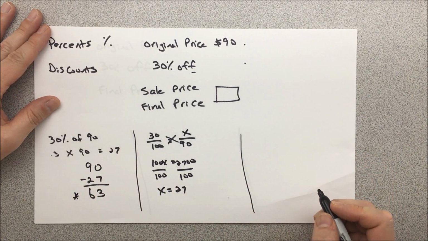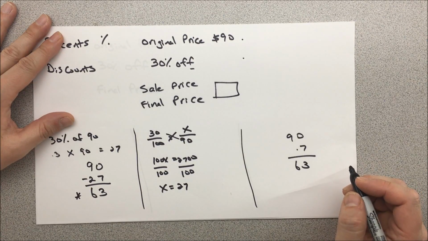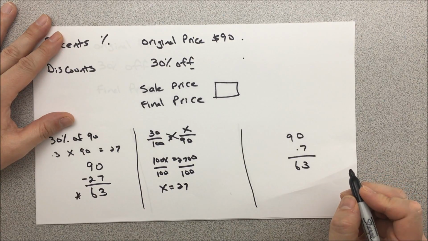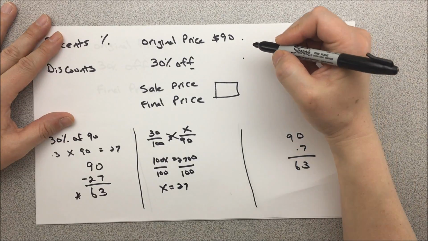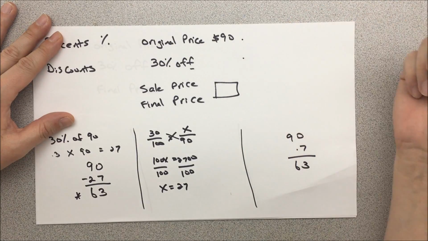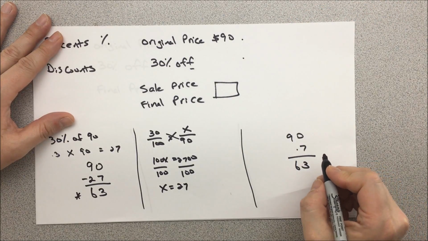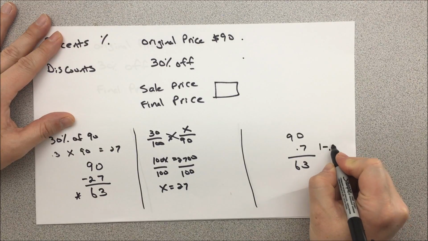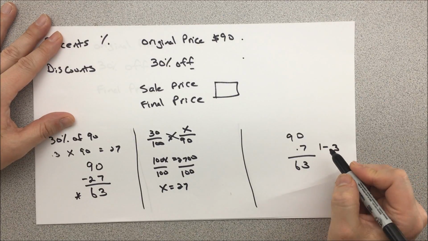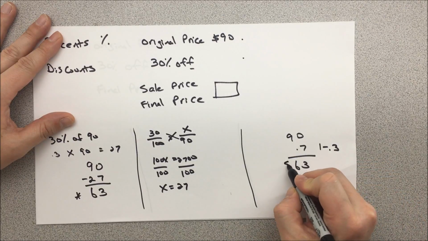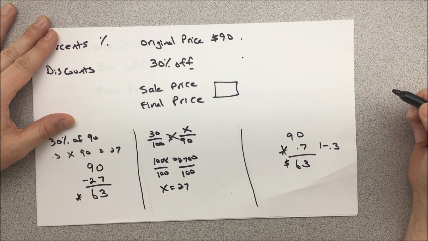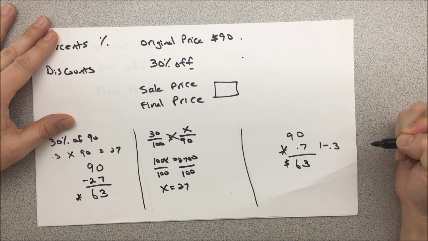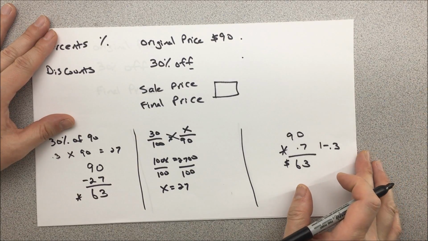Another way to solve this problem is if your child understands that a 30% discount or 30% off is the same thing as multiplying by 0.7 or 1 minus 0.3. And by multiplying the original price by 0.7, you get the final price of 63. This is the simplest way of solving this problem, but it's important to understand why multiplying by 0.7 is the same thing as a 30% discount.